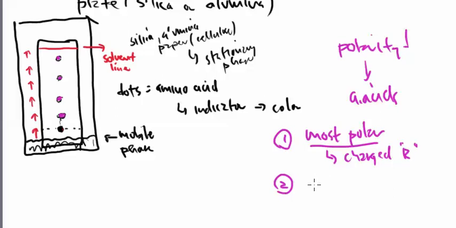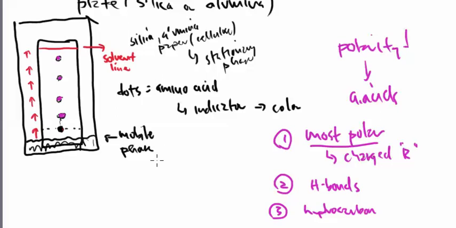What will come in next are the ones that have side chains that can form hydrogen bonds. And then what would come next would be the amino acids that have the hydrocarbon side chains. So, we kind of broke these down into groups and families, right?